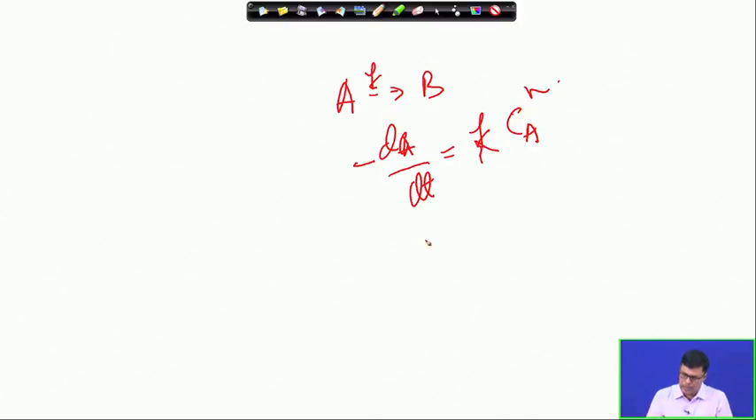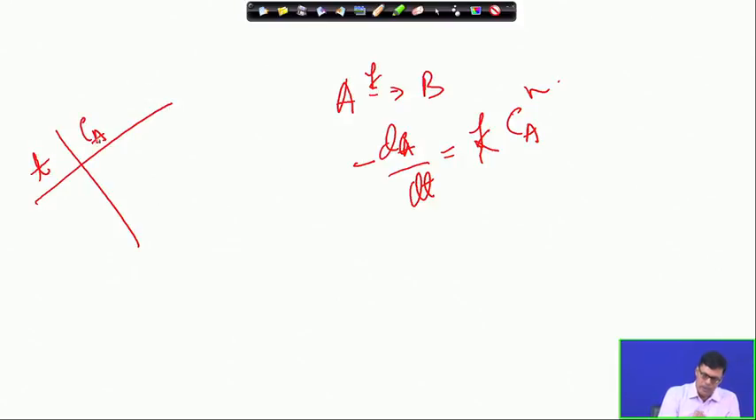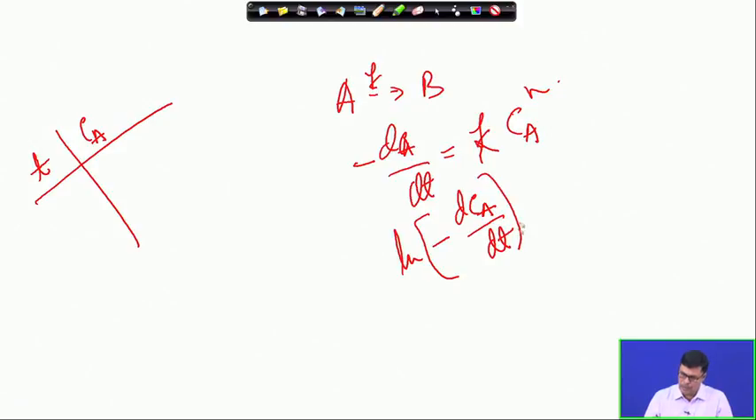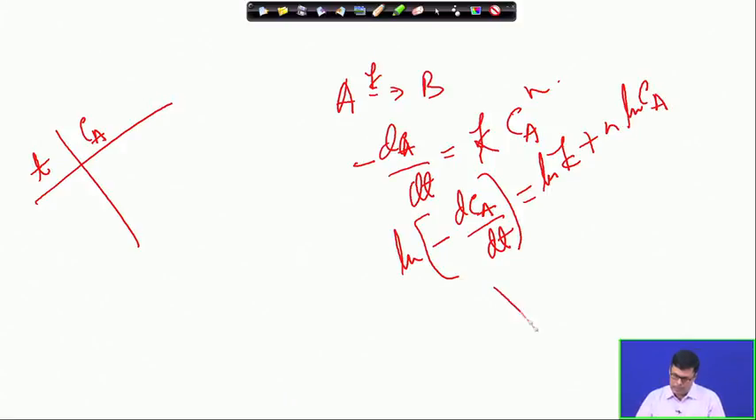Now this I can write that. In this problem, at different times, we have the t values given. Now what we can do here is take the natural log: ln of minus dCA by dt equals ln K plus n ln Ca. Am I right?